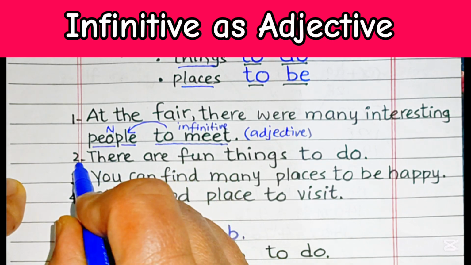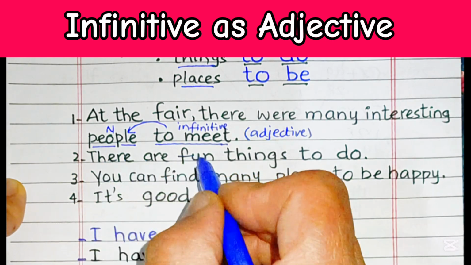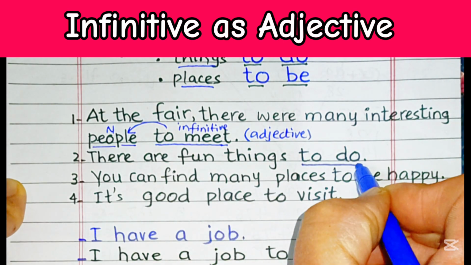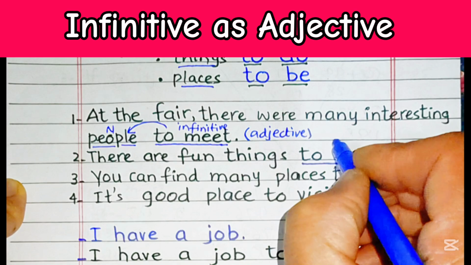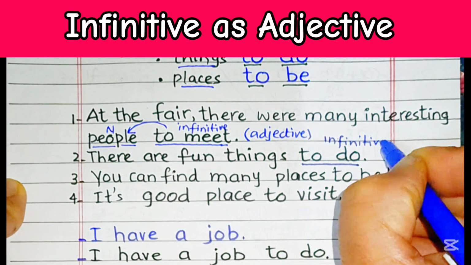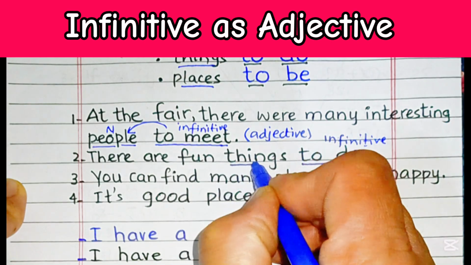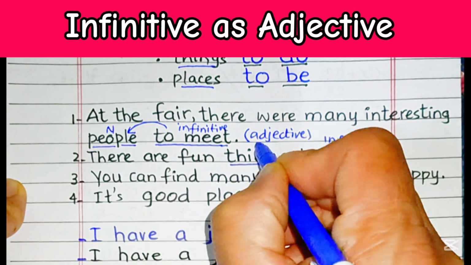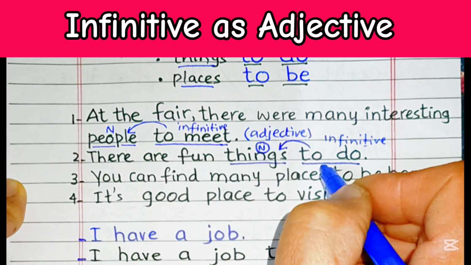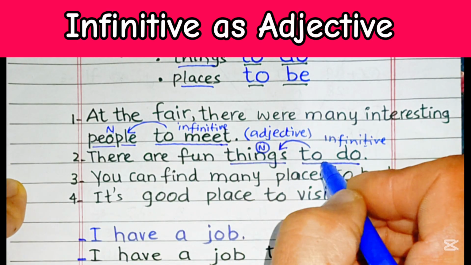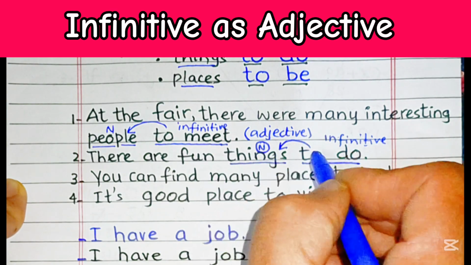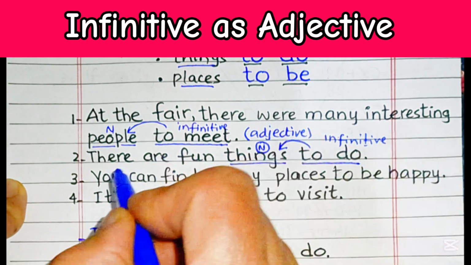Let's take another example, number 2. There are fun things to do. Again over here, to do is an infinitive. So this infinitive is actually modifying the word things, which is a noun. So again, we may call it quite easily that this is infinitive used as an adjective because it is modifying a noun.